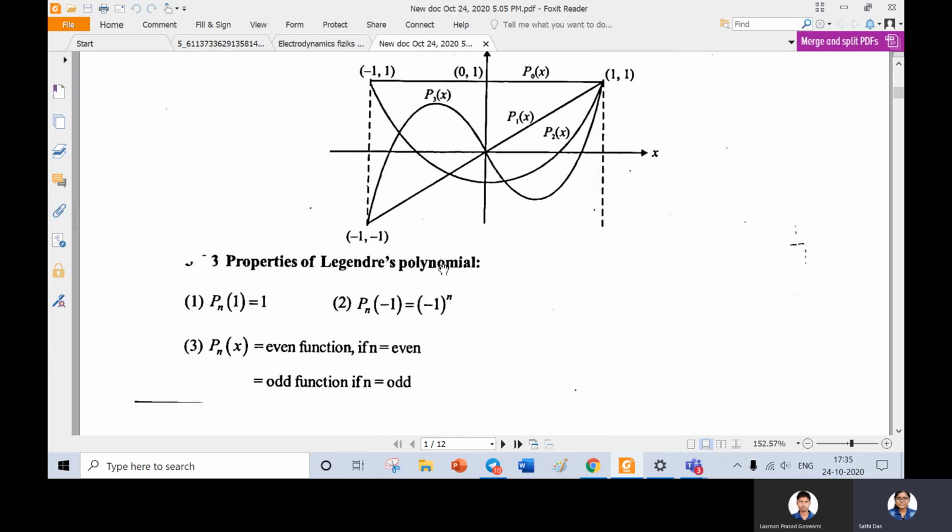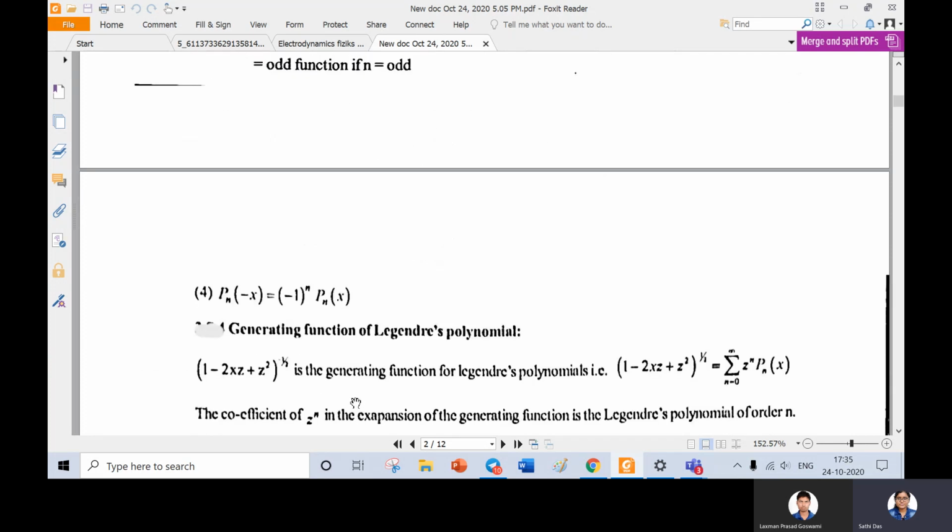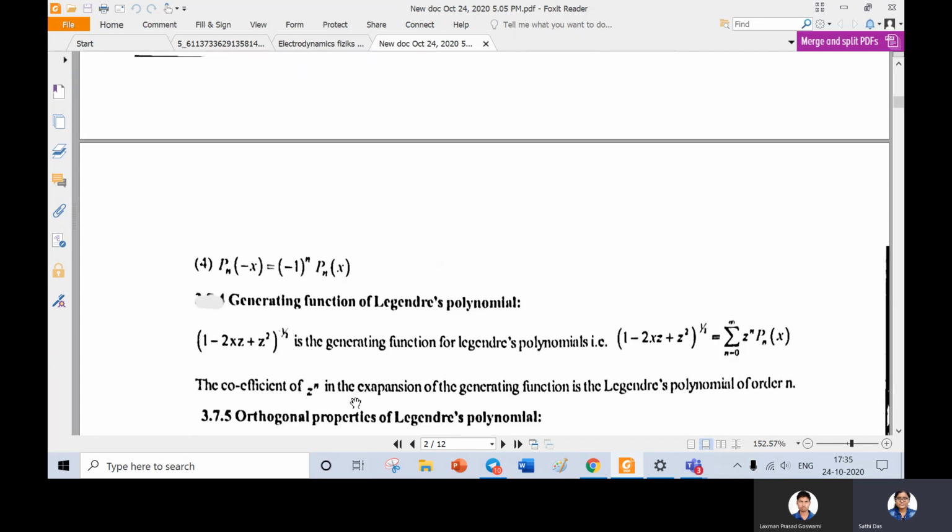These are the important properties which you must know about the Legendre polynomial: Pn at 1 is equal to 1. Pn at minus 1 is equal to minus 1 to the power n. Pn(x) is even if n is even. Pn(x) is odd if n is odd. And Pn(minus x) equals minus 1 to the power n Pn(x).